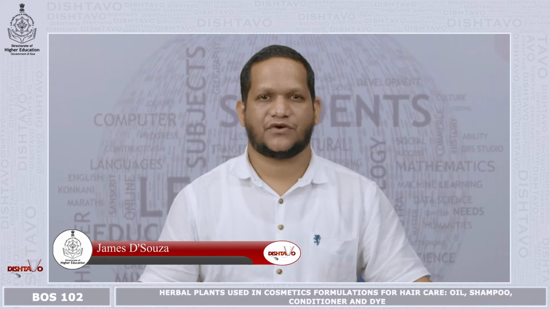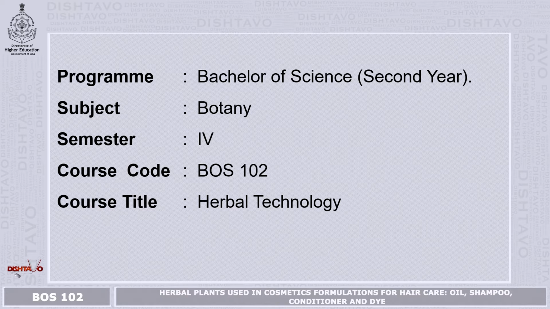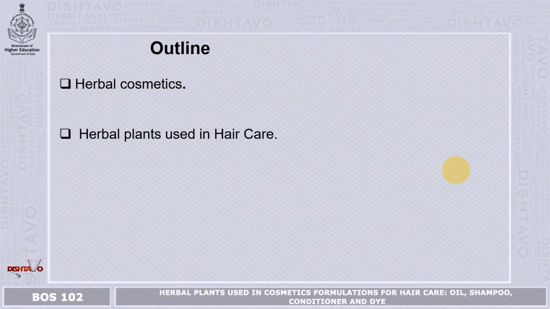Now this program is for second year Bachelor of Science, subject Botany, semester 4, course code BOS 102, course title Herbal Technology. Title of the unit: Herbal Cosmetics and Nutraceuticals. Module name: Plants used in cosmetic formulation for hair care. So we'll be discussing oil, shampoo, conditioner and a dye.